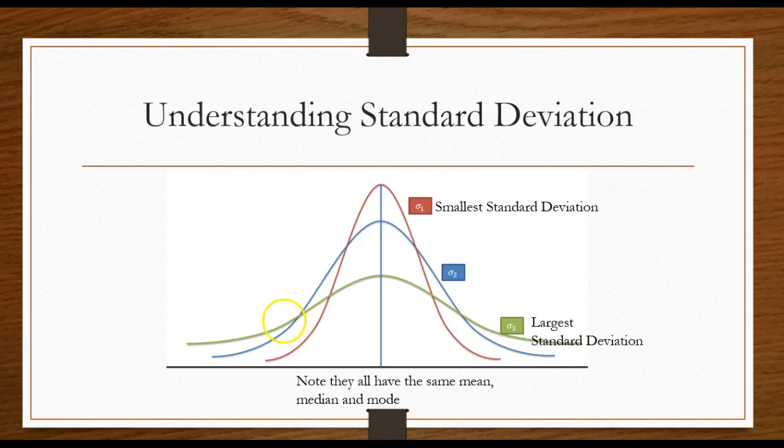Now, another thing that you should understand is how standard deviation works. The standard deviation is simply the spread of the data. I've got 3 distributions here. The red one, or the skinniest, has the smallest standard deviation. The blue one's kind of in the middle, but the green one looks like somebody took it on the left and right and pulled it, so it's got the largest standard deviation.